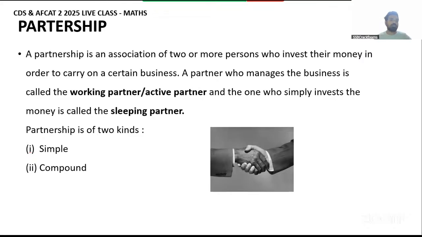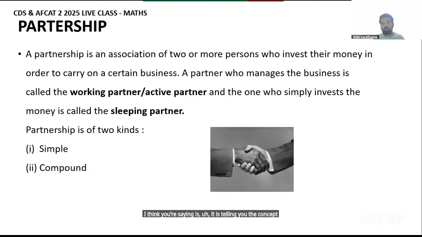Next concept is partnership. So what is partnership? A partnership is an association of two or more persons who invest their money in order to carry on a certain business. A partner who manages the business is called a working partner or active partner, and a partner who simply invests is called a sleeping partner.